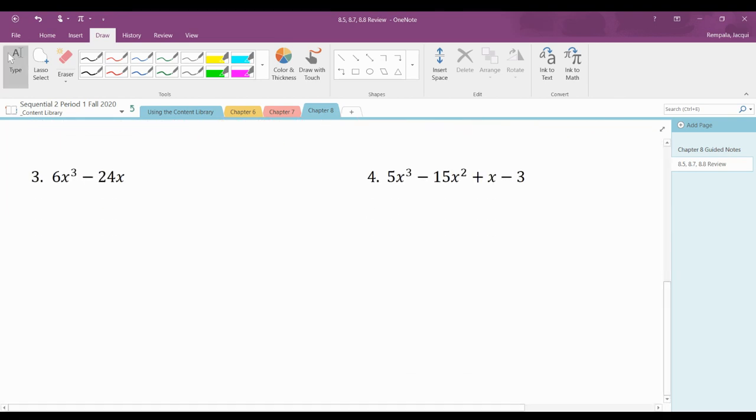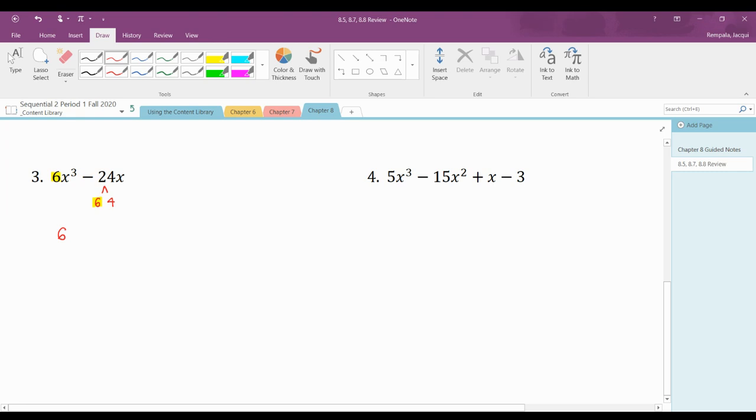Let's look at two more examples. We've got 6x to the third minus 24x. Once again, I'm looking first for a GCF. 6 is smaller than 24, so let's see if I can multiply 6 times something to get 24. And the answer is yes. 6 times 4 is 24. So they both have a number that I get to take out as a GCF.